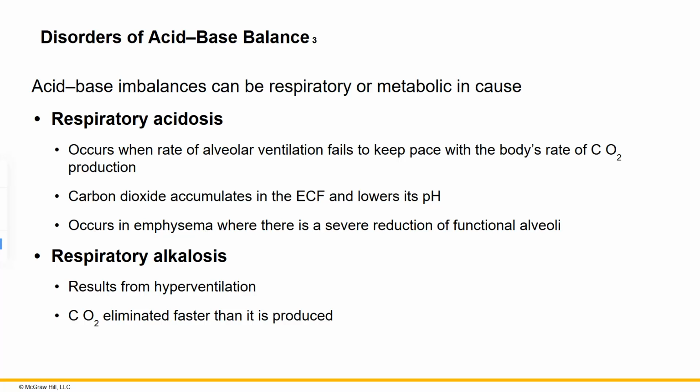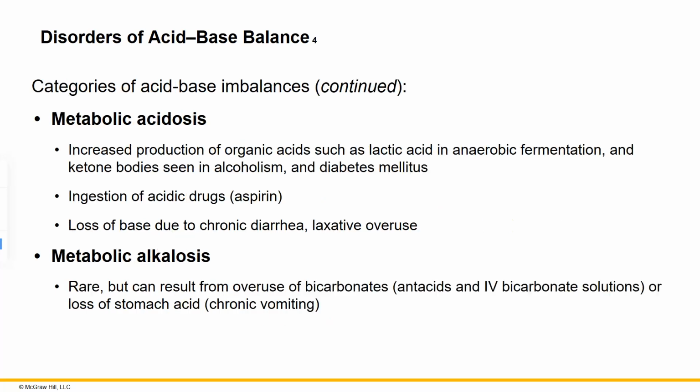Respiratory alkalosis results from hyperventilation. Carbon dioxide is eliminated faster than it's produced. In this case, it's going to be compensated for by metabolic processes. Your urinary system is going to reabsorb more hydrogen ions to neutralize the pH back to normal.